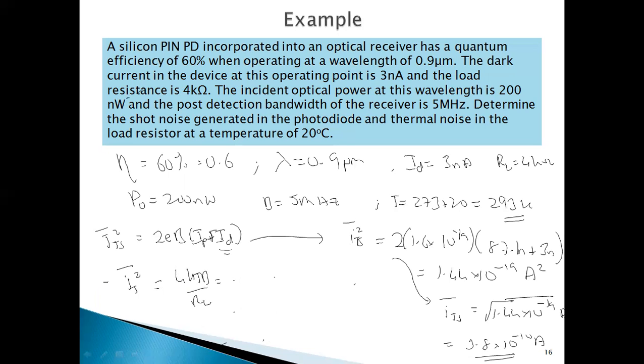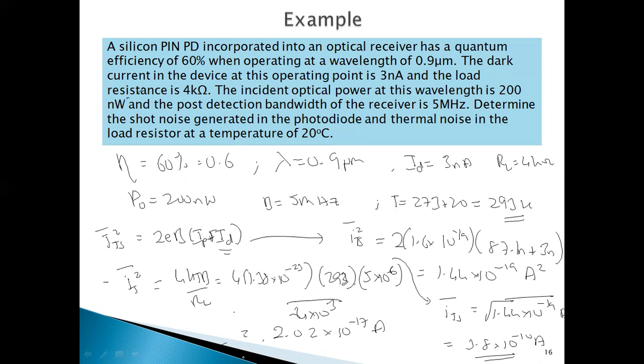over RL. So Boltzmann constant is 1.38 times 10 to the negative 23. Your T is 293 Kelvin. Yeah, and your B is given, the bandwidth is 5 megahertz, so 5 times 10 to the power of 6. Divided by the RL, the load resistance of 4 kilo ohm, so 4 times 10 to the power of 3. So by calculating this value, you're going to get that the mean square of the thermal noise is equal to 2.02 times 10 to the power of negative 17 ampere squared.